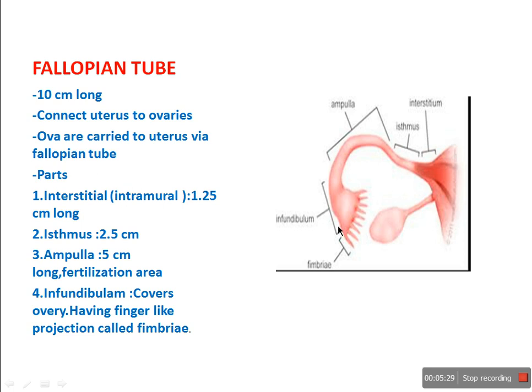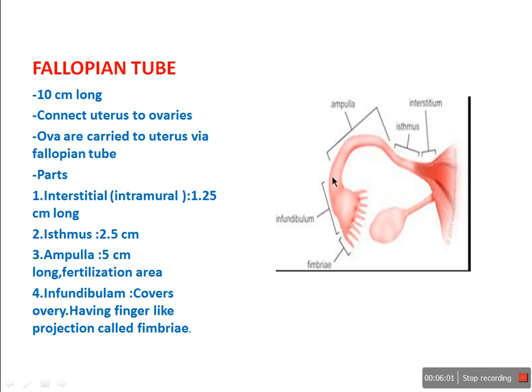If you see the parts of the fallopian tube, the first one is interstitial or intramural, which is 1.25 centimeter long. Interstitial or intramural is the part which is attached to the uterus. The second part is the isthmus, otherwise like the neck, which is 2.5 centimeter.